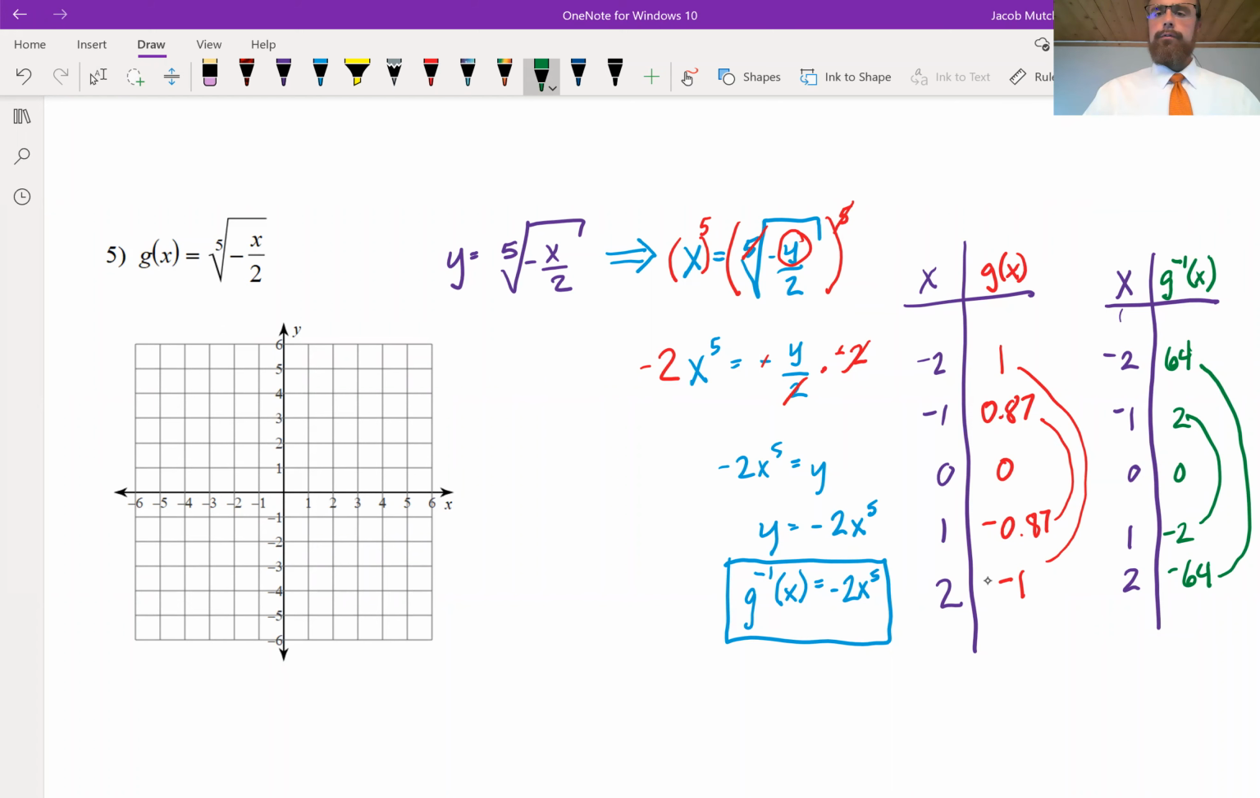Let's graph these two functions. So in red, we'll graph the original. So -2, 1. -1 is 0.87, 0, 0. 1 is -0.87, and 2 is -1. So we'll graph that function.